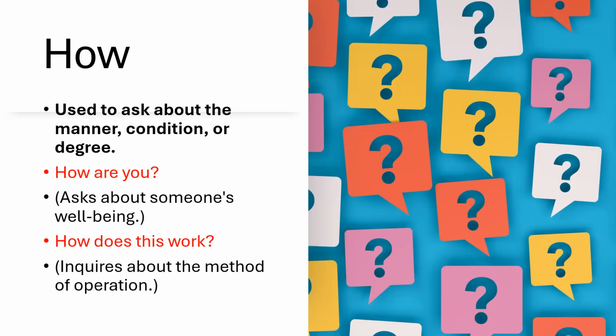The next and last word is how. How is used to ask about the manner, condition or degree. While it doesn't start with WH, it functions similarly in forming questions. For example, how are you? How does this work?